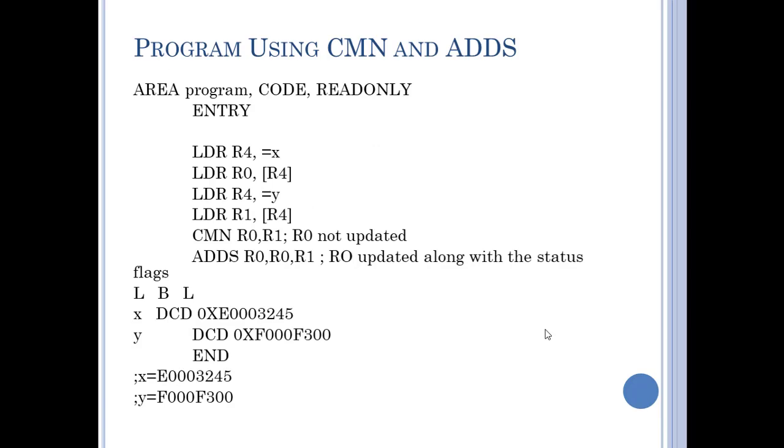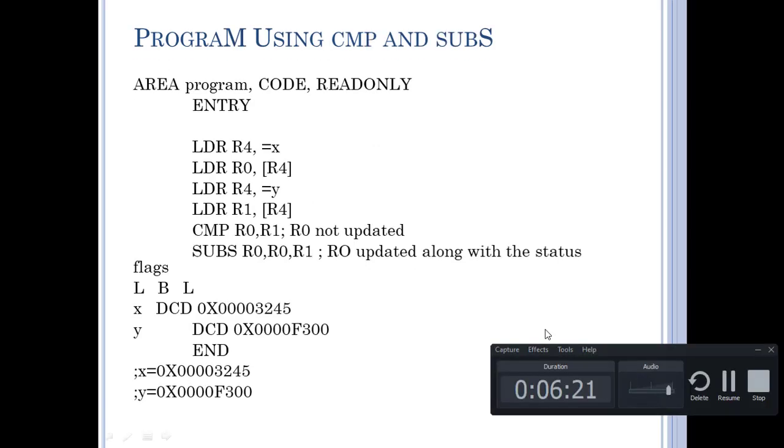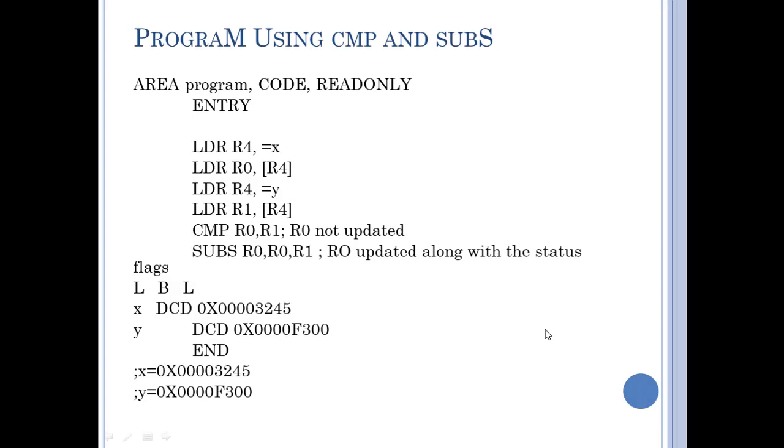We'll go ahead with the program. So let us compare first CMP and SUBS. First let me take two values X and Y, and here I am going to perform W is equal to X minus Y. X content is 3245 and Y content is F300. I am going to perform X minus Y.